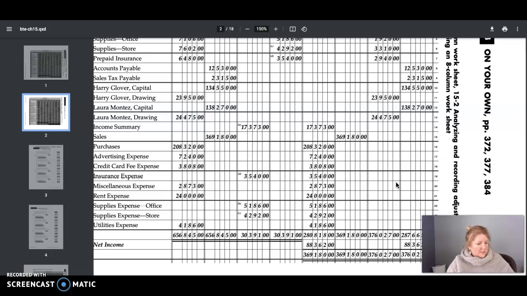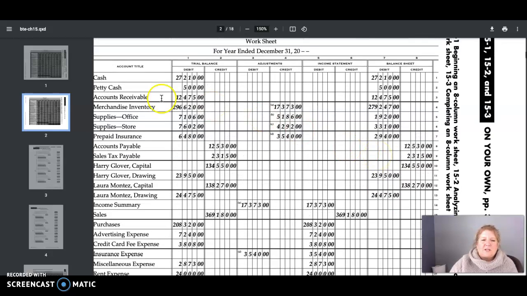Which is on page 384. So 384 in your book says, all right, now it's time to carry over the information. So you're going to your cash, your petty cash, your accounts receivable. They don't change. You're just pulling those amounts over. This is where there's changes. These amounts are going to be the amounts that the book told you where the balance is, or you can do the math again. You've got to subtract the credit from the debit to get these balances.